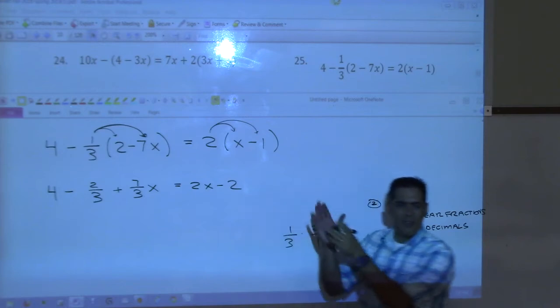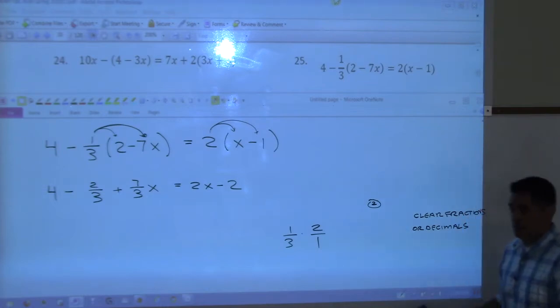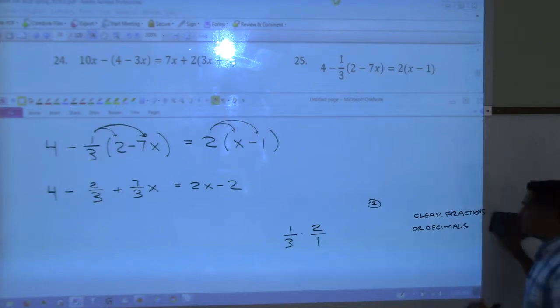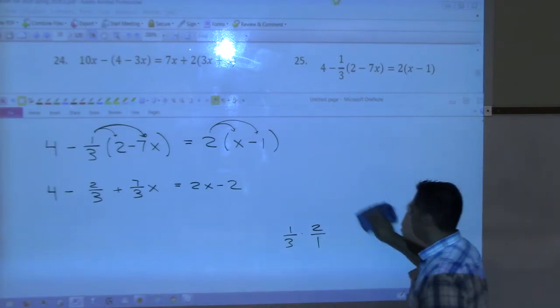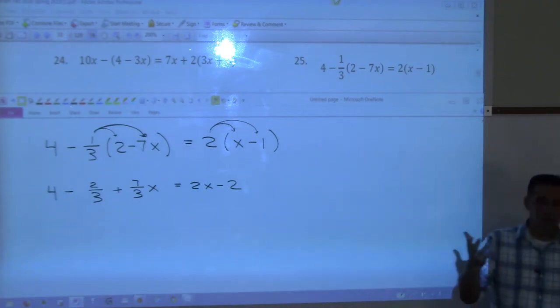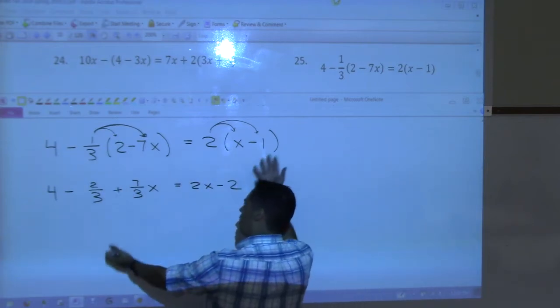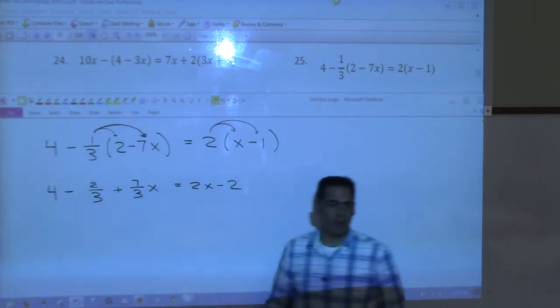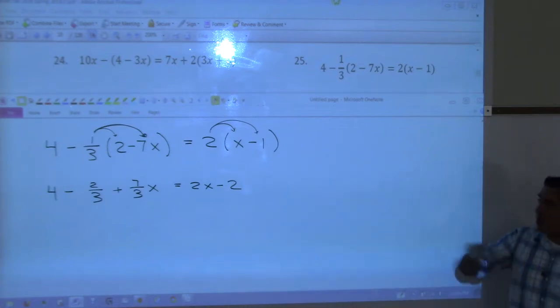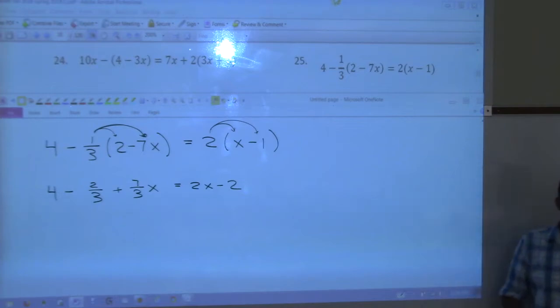So are there any questions on that part right there? Everyone understand where that 3 comes from on the bottom there? Okay, at this point I am going to choose to clear fractions. You don't have to do this step, but it helps you because it gets rid of the fractions. So you're always allowed with an equation to add or subtract the same thing from both sides, or you can multiply or divide both sides by the same number. I am going to choose right now to multiply both sides of this equation by a number. What number do you think I'm going to multiply by?